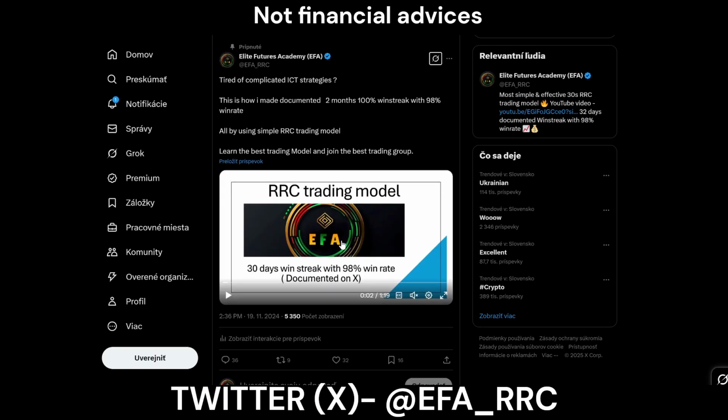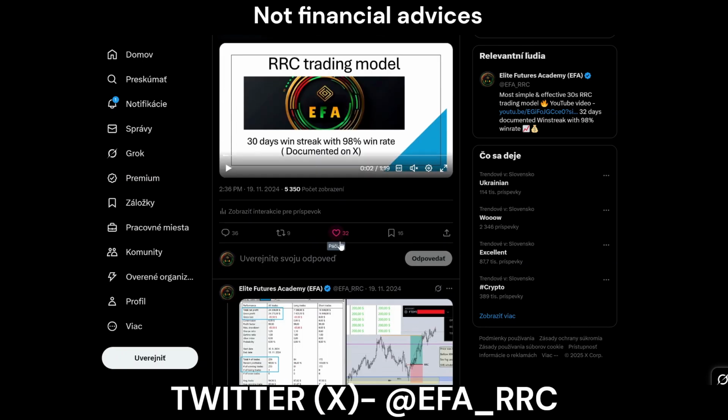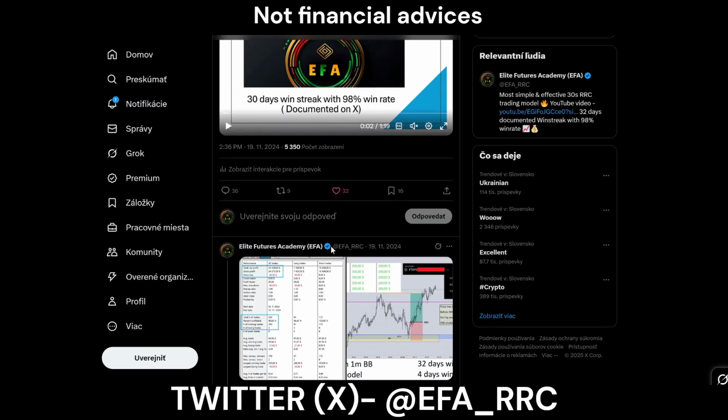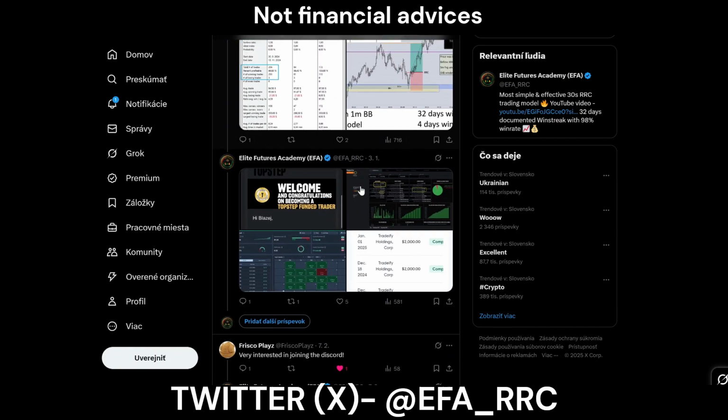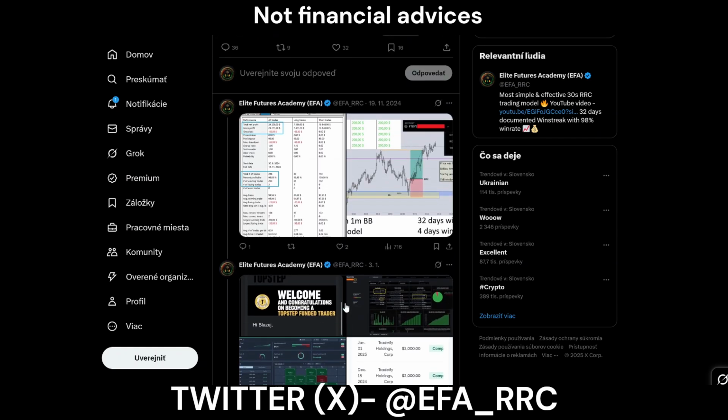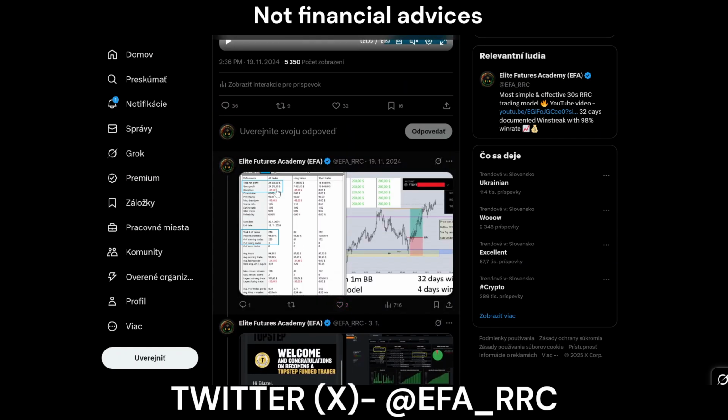In the Discord we have around 60 traders and everybody is trading the RRC entry model, which means you will not be confused with multiple entries, multiple models. The guys will trade the same way you trade, and if you post your chart they can correct you, and it's really helpful on your way. You will achieve profitability much faster.